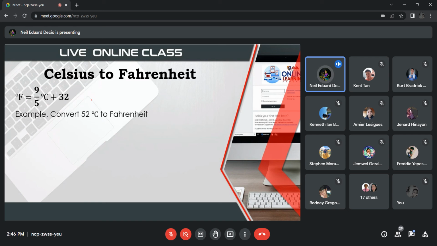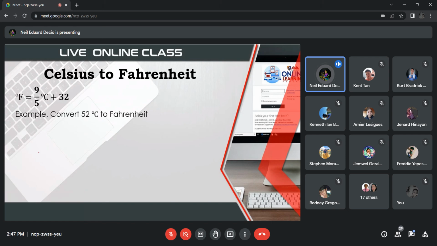So let's now try to convert Celsius to Fahrenheit. So we are going to use this formula. That is, degrees Fahrenheit is equal to 9/5 times the temperature in degrees Celsius plus 32. So parang inverse lang siya. Inverse formula from the formula given earlier, di ba? So 9/5, of course, the multiplicative inverse or reciprocal of 5/9. And then from minus 32, naging plus 32.